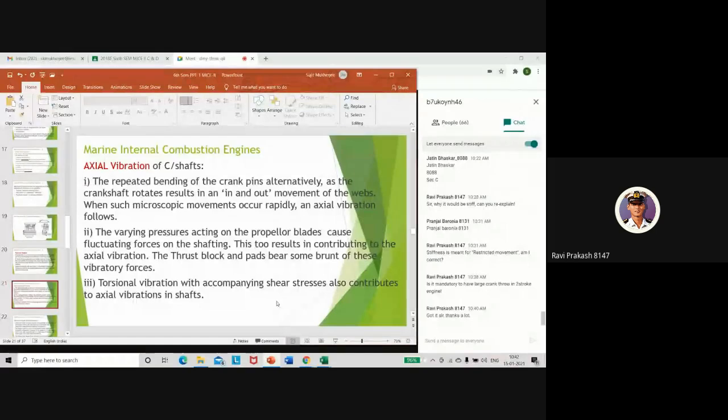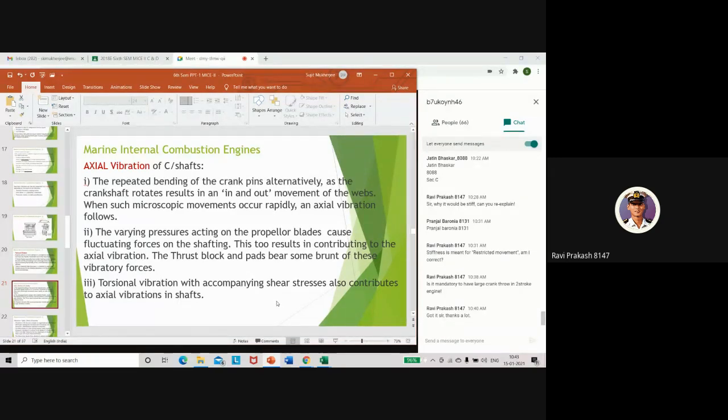So you have two modes of axial vibration. There is a third one. First one is crank webs moving in, out, in, out causes axial vibration of the crankshaft. This crankshaft is attached to the intermediate shaft. And this intermediate shaft also vibrates out of the thrust from the propeller being varying in nature. That means there are pulses on the propeller which will cause some vibration. Of course, most of this vibration is taken up within the thrust block, but some of it will also be transmitted to the shaft. Okay, this is one.